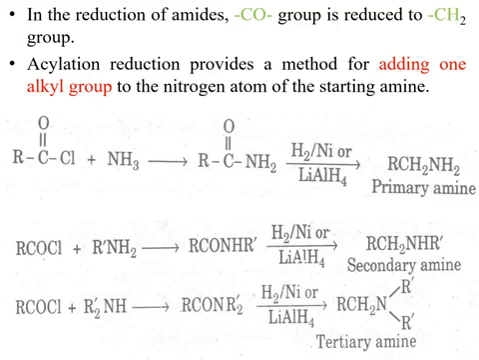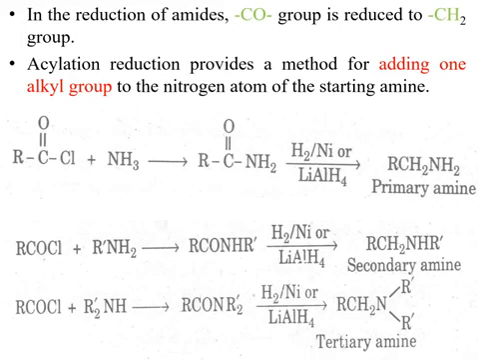The reactant in this case is alkyl acid chloride plus ammonia. So chloride group will be replaced by NH2 group, and then its catalytic hydrogenation or reagent hydrogenation will convert C double bond O group into CH2 group. The product will be primary amine.